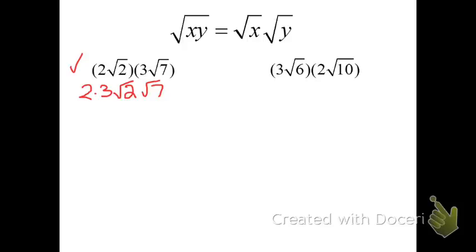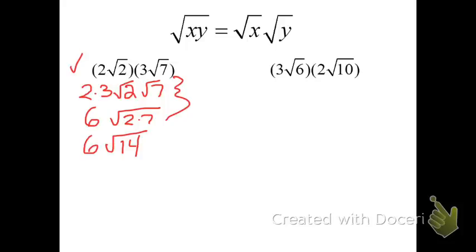Well, 2 times 3 is 6, so that stays outside the radical. And root 2 times root 7 can be written as the square root of 2 times 7. We know that 2 times 7 is 14, so our final answer is just going to be 6 root 14. So all of these middle steps right here, after a while, you might not have to do them. You might be able to do them in your head. But when you first start doing radicals, it's really important to write out each step.